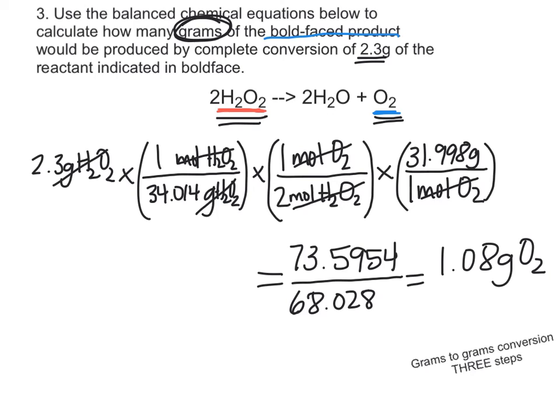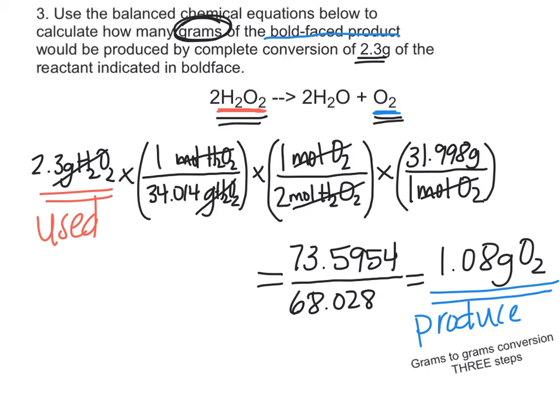Again, remember, whatever we're starting with, this is what we used. Whatever the answer is, that is what was produced in the reaction. So for this particular reaction, we used 2.3 grams of hydrogen peroxide. It decomposed and formed 1.08 grams of oxygen gas. That is what we just solved here. We figured out what we used and used that to calculate how much product was made. Now let's do one more and then we'll be done.